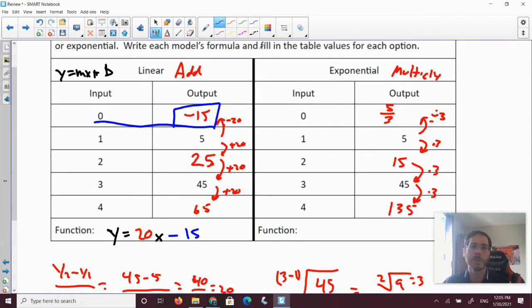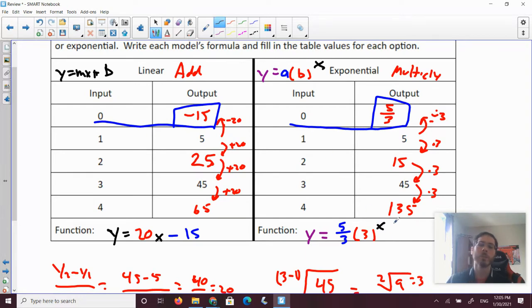So for the exponential, if we remember, our function is y equals a times b to the x power. So we'll just fill in. Y doesn't change. A is the y-intercept, so 5/3 this time. B is how much we multiply by, and then x stays as x. So remember, we don't need to multiply the 5/3 times the 3. We're just done right there.